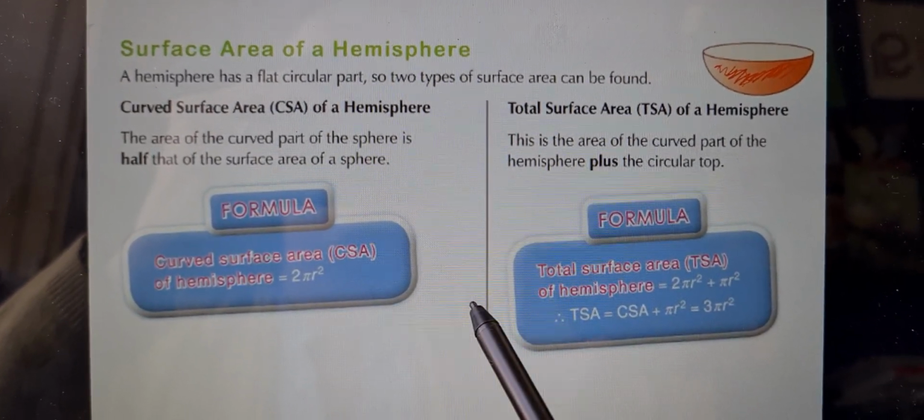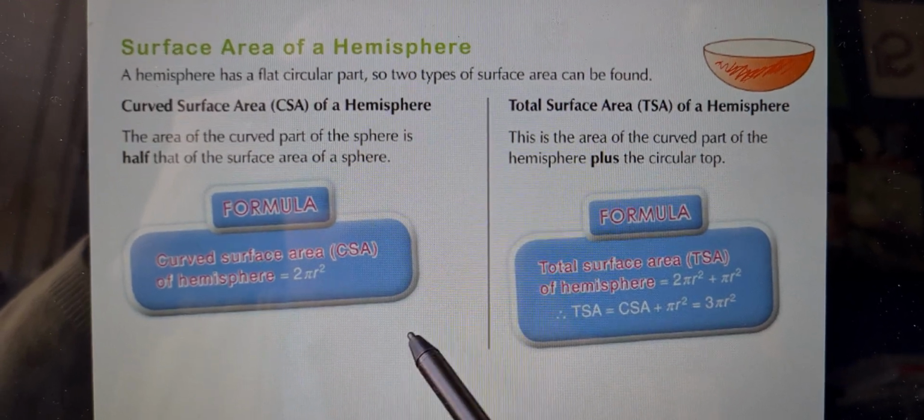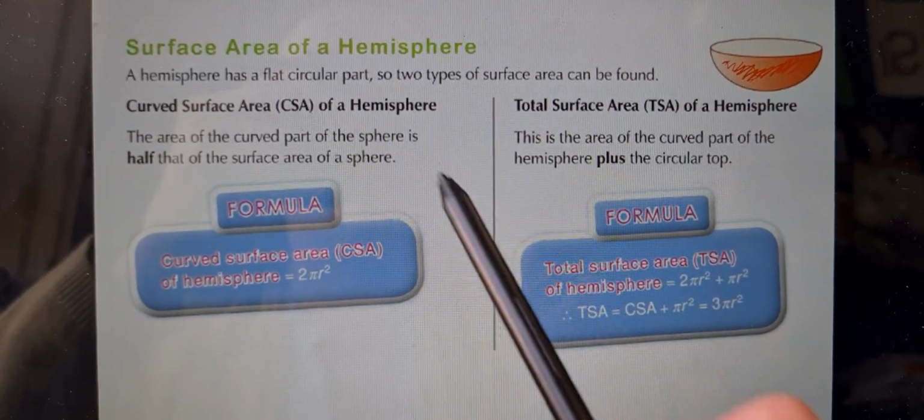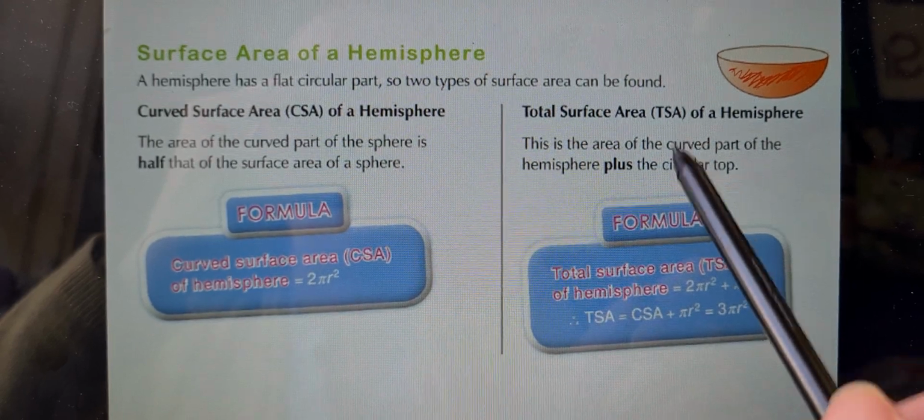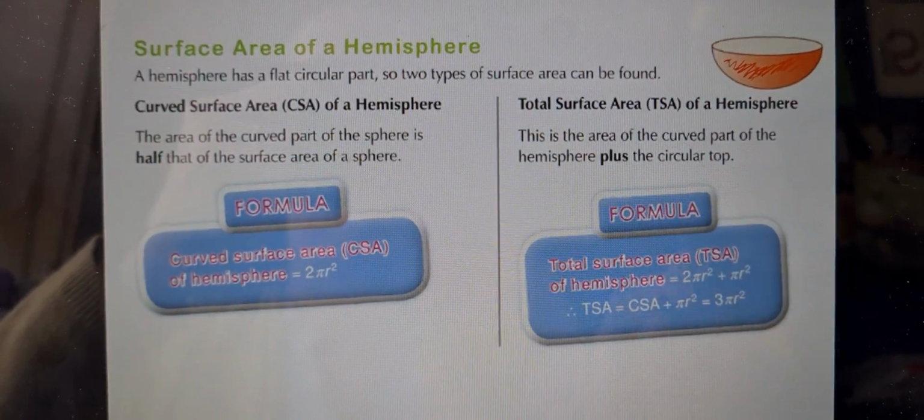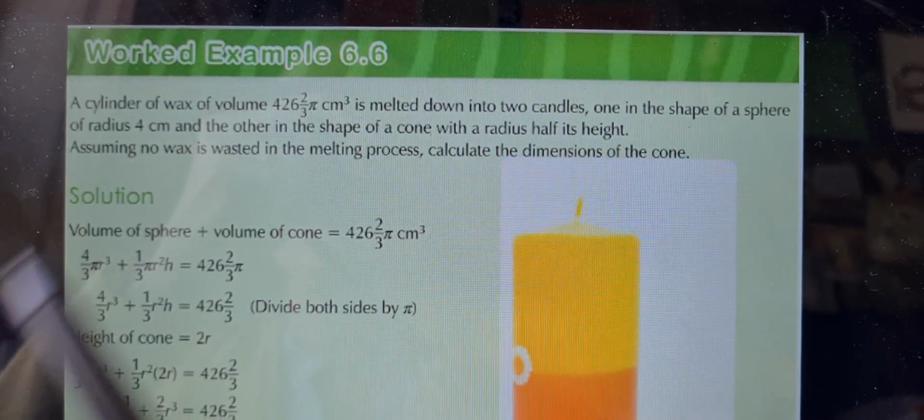But you know the formulae for a sphere. So you're having those formulae. And just bear in mind whether they want curved surface area or the total surface area. You need to add on a circle. Okay, if we look at this example.